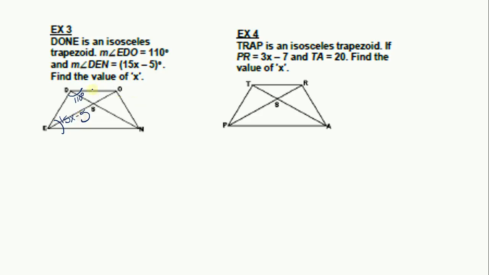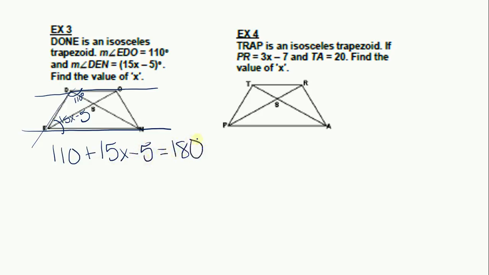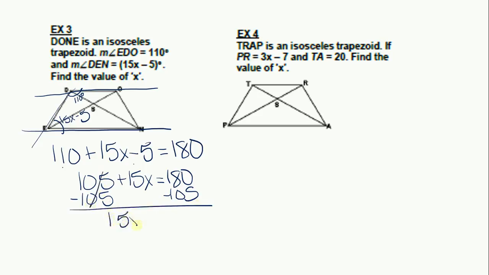Well, same thing. This is still parallel sides, right? Here's my transversal, so I know that these two angles together have to make 180. So 110 plus 15x minus 5 does equal 180. Well, 110 minus 5, that's 105. Looks like I need to subtract 105. So I get 15x equals 75, because that's 180 minus 105. Divided by 15. So x equals 5, it looks like, for an answer.